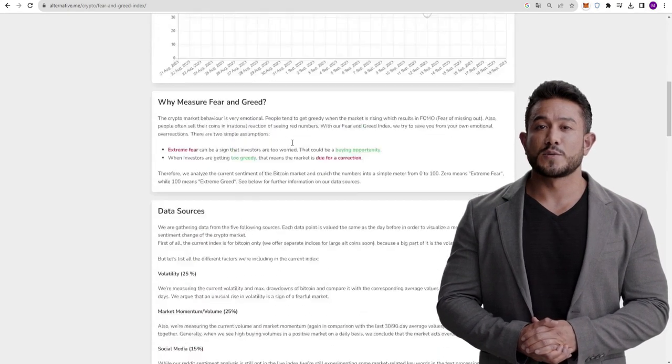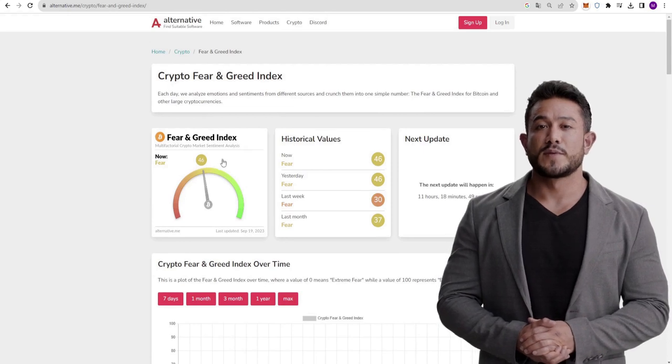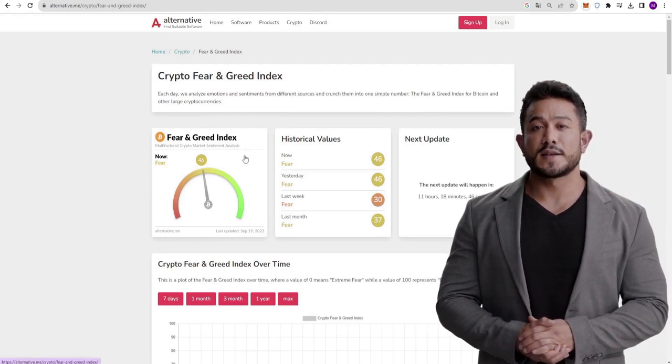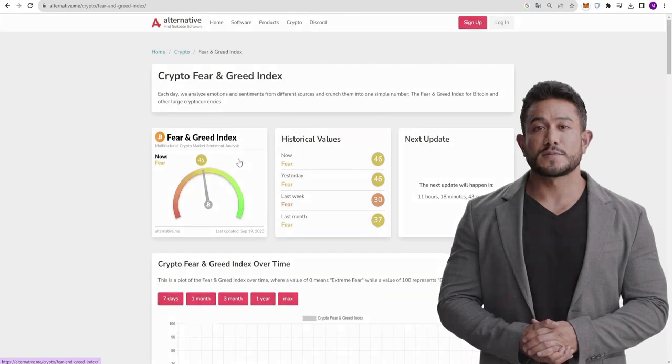Many investors follow the Fear and Greed Index before making investments. Today's Fear and Greed Index is at 46, indicating fear.